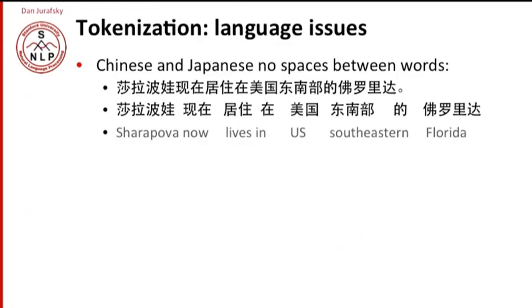In Chinese and Japanese, we have a different problem. There's no spaces at all between the words. Here we've shown you the original Chinese sentence, and now here's the sentence segmented out. So here's Sharapova now lives in US and so on. In English, we segment out. In Chinese, we don't. So if we want to do natural language processing on Chinese, for any application, we need to break things up into words, and so we'll need some way of doing that.